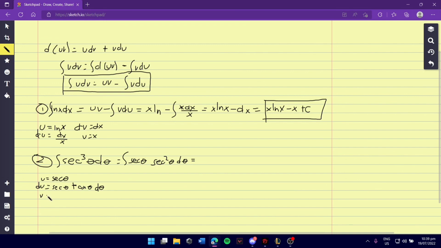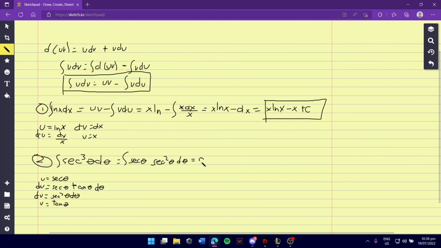And our dv here, let's stick to our formula, is secant squared theta d theta. And then the integral of secant squared theta is tangent theta. So now we have our u, du, dv, and our v. Now we will distribute it in our formula.